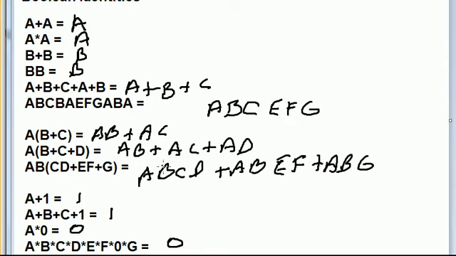So these are just a few examples of how you can use the easier, simpler laws to really greatly simplify a Boolean expression. In the next lesson, we'll talk about some of the more powerful laws like the absorption and De Morgan's law, and you can see how those work.